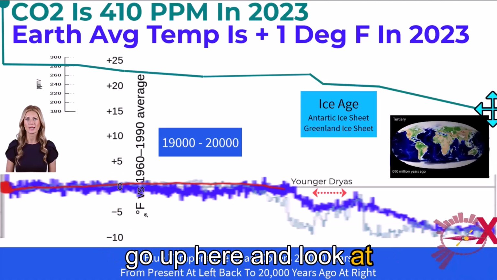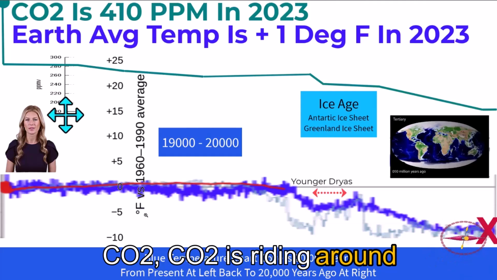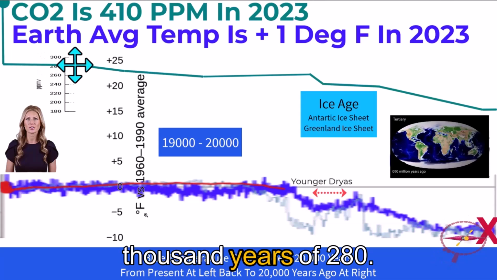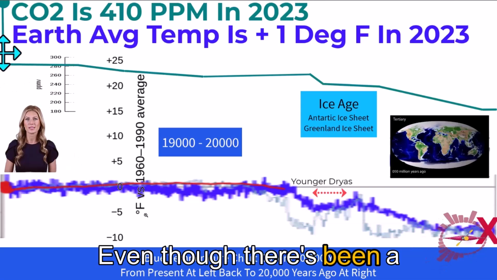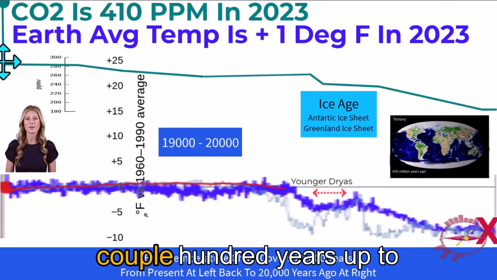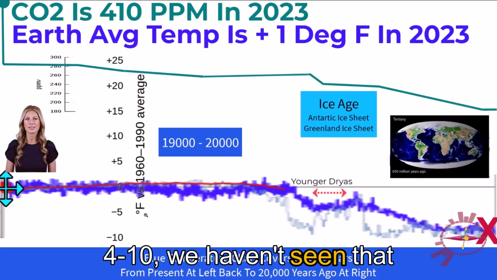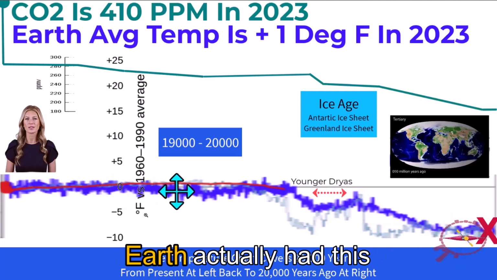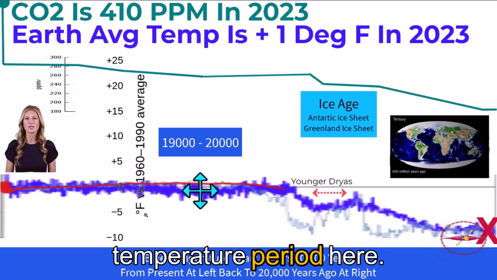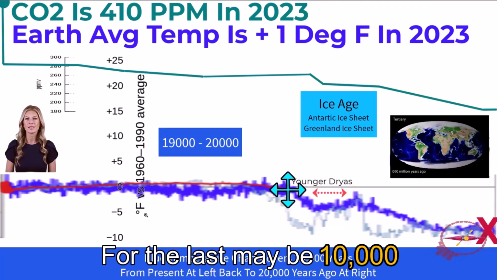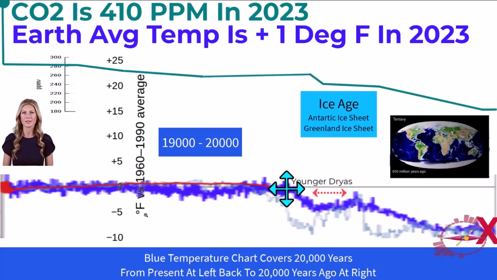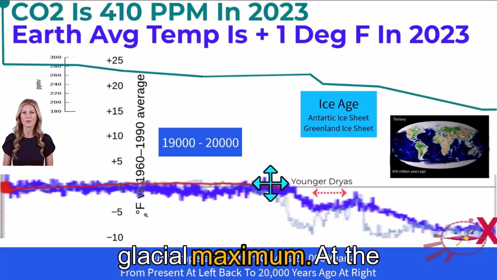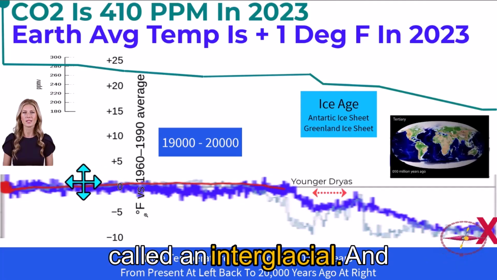And if we go up here and look at CO2, CO2 is riding around 180 parts per million compared to the average for most of the last 1,000 years of 280. Even though there's been a spike in CO2 over the last couple hundred years up to 410, we haven't seen that gigantic spike in temperature at all. In fact, it's unusual to see that the Earth actually had this relatively stable temperature period here for the last maybe 10,000 years. And again, at the coolest point here, that's called our glacial maximum. At the warmest point here, that's called an interglacial.